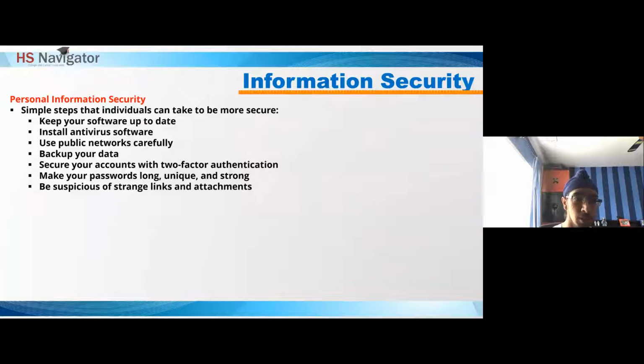Make your passwords long, unique, and strong. Don't use the same password for multiple things. I feel like a lot of us have fallen victim to that before, using the same password for multiple areas. It's better to actually use long, unique, and strong passwords, and a lot of sites are forcing you to do that nowadays, which is good. And be suspicious of strange links and attachments. That goes for almost anything on the internet.